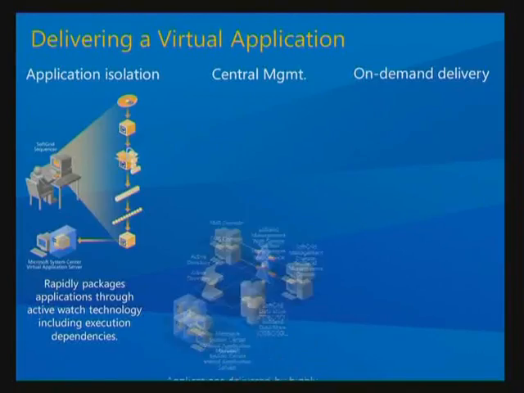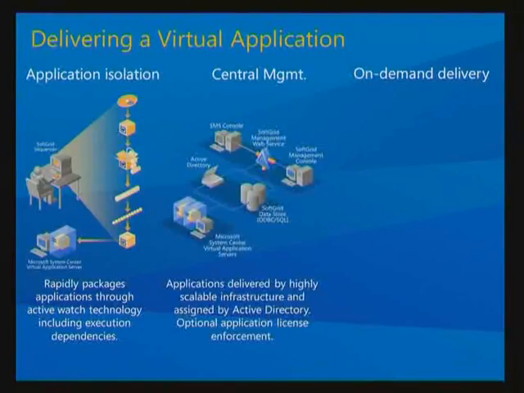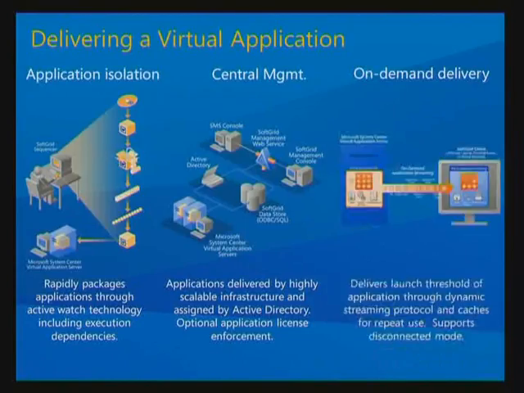Then we have a central management infrastructure. So this is the SoftGrid server, and with SoftGrid 4.5 it will include interactions with SMS. So we'll have a coherent management system to help you deliver the virtual applications that we've packaged up into the isolation format and deliver them out to individual desktops and individual users. And then we have on-demand delivery.